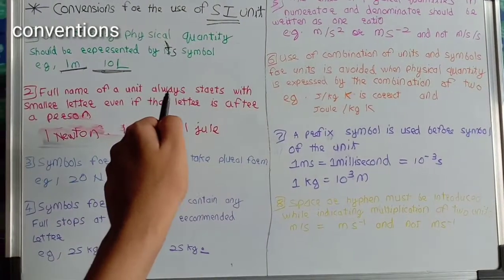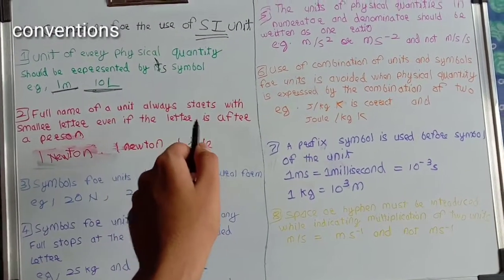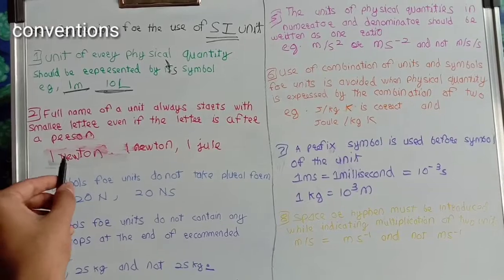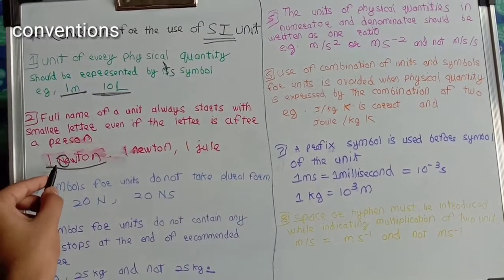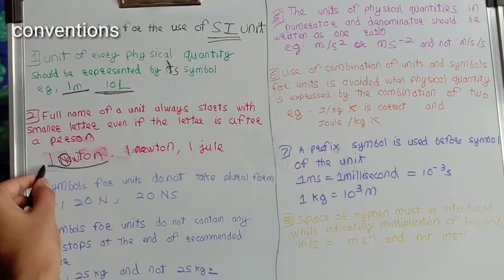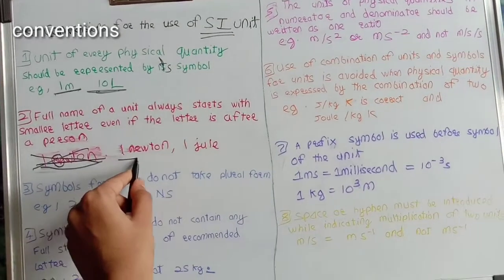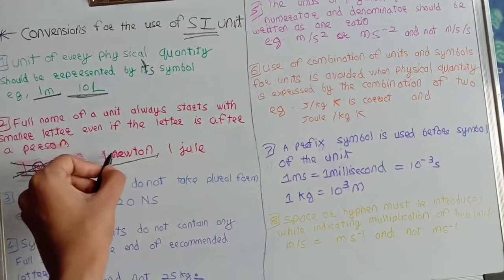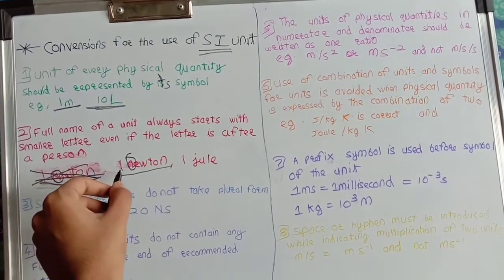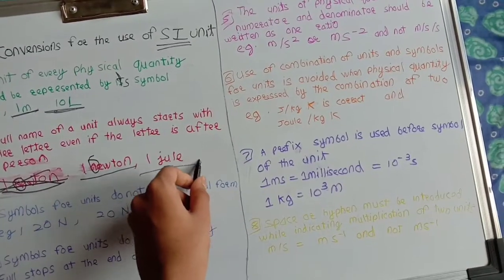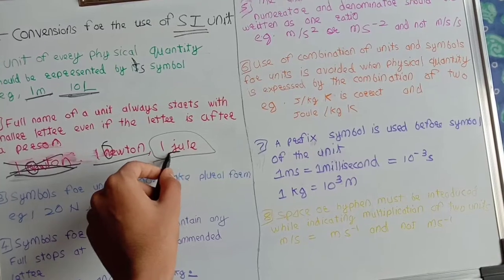Second, the full name of a unit always starts with a small letter, even if the unit is named after a person. Means that though a unit is named after a person, it shouldn't start with a capital letter. If we write like 1 Newton, it will be wrong. So we have to write it like this, 1 newton. The first letter should always be small, even if it's named after a person. Second example is 1 joule. So we always have to write j small.